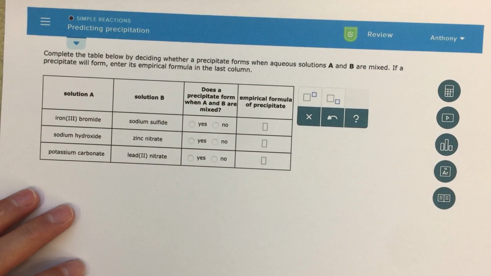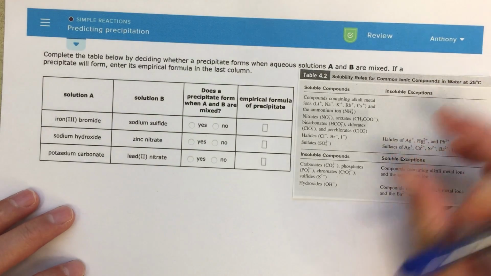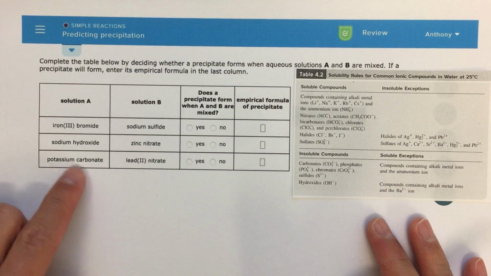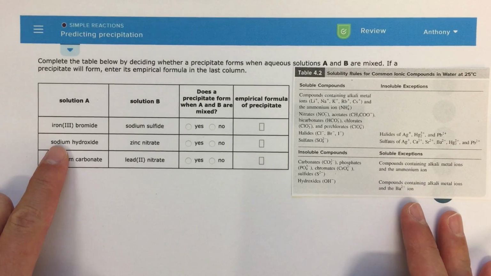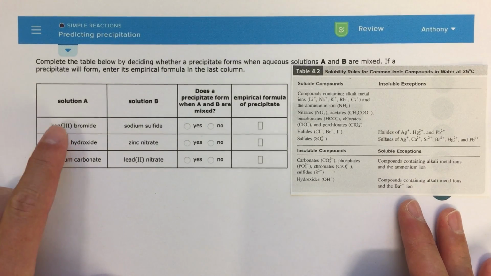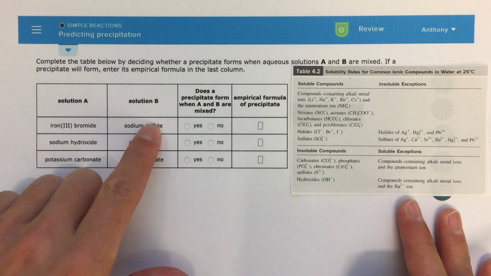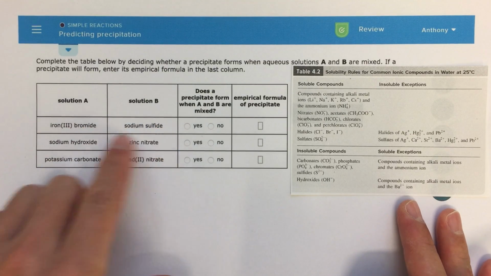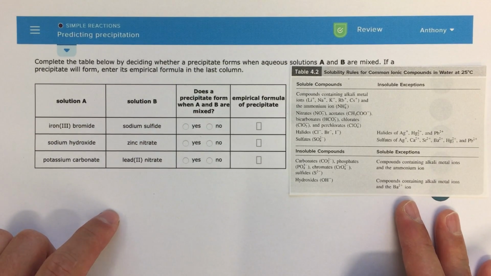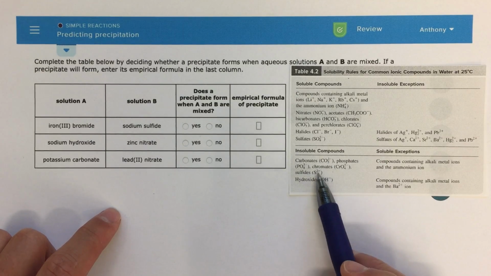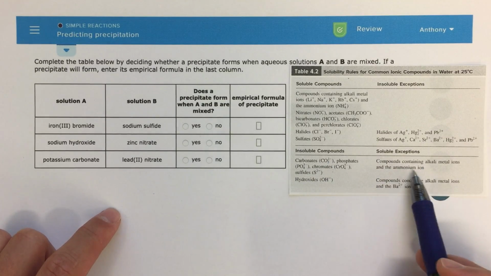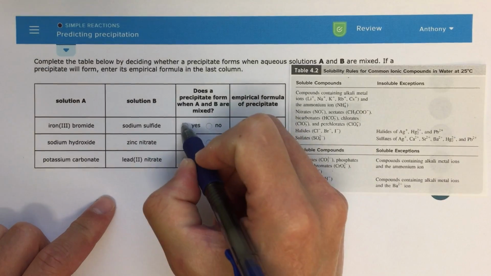Let's do one more set just to make sure we're understanding what's going on here. So here, I'm not going to write everything out. I'm going to go through a little bit more quickly for this. Basically, I'm going to be seeing if iron, and I'm going to switch it with the other species, if iron sulfide would be a precipitate. So sulfides, that would be insoluble. The exceptions are group 1 and ammonium. So iron sulfide will form a precipitate.